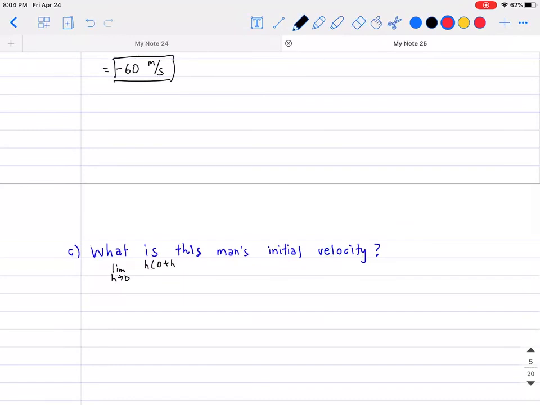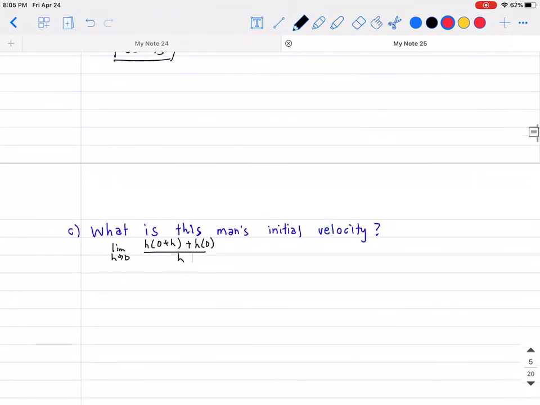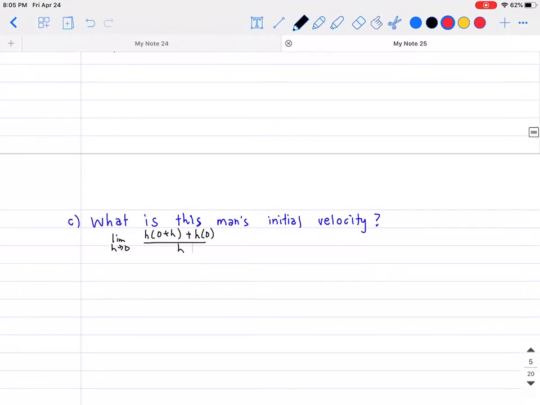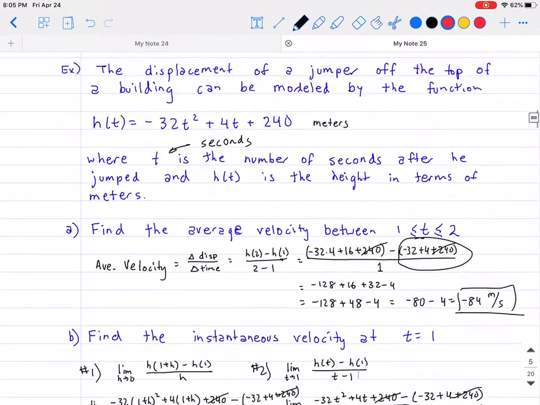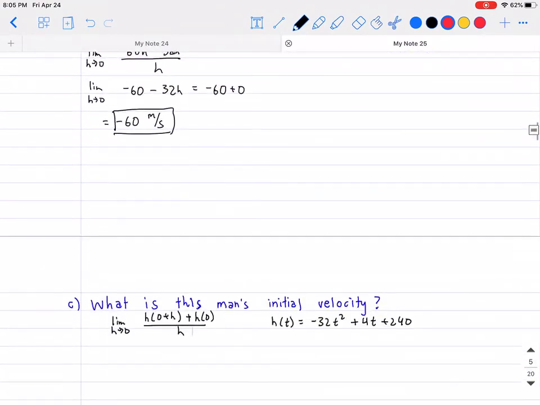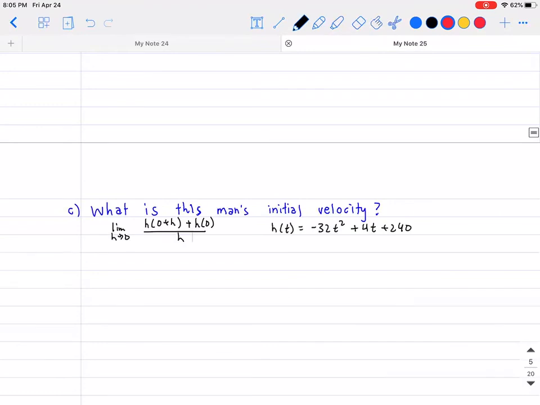Limit as h approaches 0 of h of 0 plus h, minus h of 0, all divided by h, okay? Let's see. So if I can solve for this limit, then I can figure out what is his initial velocity. So let's go ahead and make a substitution. Actually, let me just write on the side right here just in case. h of t is equal to negative 32t squared, and then we have plus 4t and then plus 240. So let me double check just to make sure. Yes, that's our equation. So let's go ahead and solve for all of these then, okay?